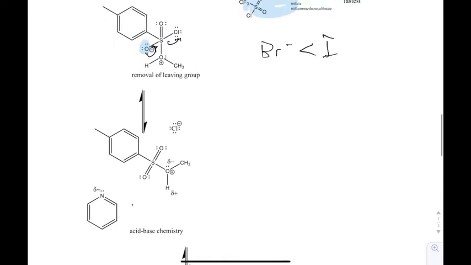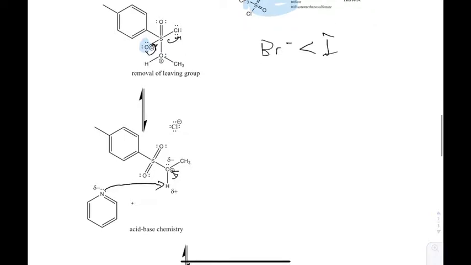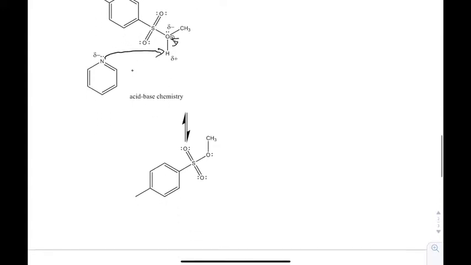Now, after the chlorine is expelled, the next step is the use of pyridine as a base to remove the acidic hydrogen and the formation of our final product. This step could also be used with other bases, as pyridine is just an example of a base. In addition, the stereochemistry is preserved.